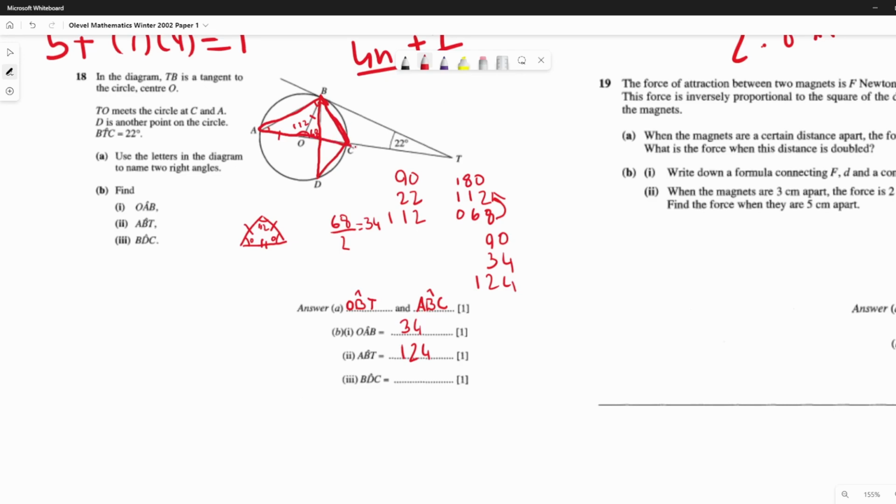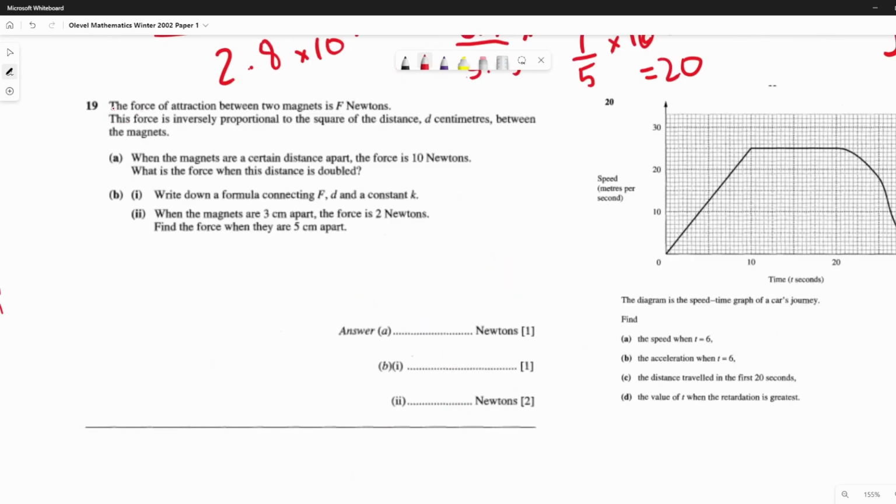B and C is a chord that makes an angle that makes two triangles with a point on the circle. So one of those is A, and one of those is D. Basically, both of these angles are the same. So we already found A in part 1, so this will just be the same as A. This is going to be 34 as well. All right, let's move on to the next question.